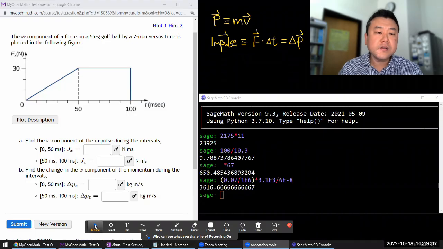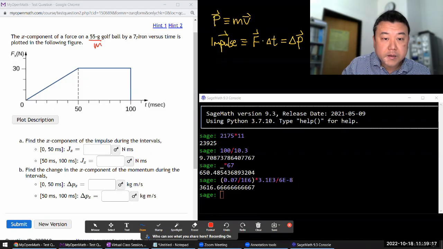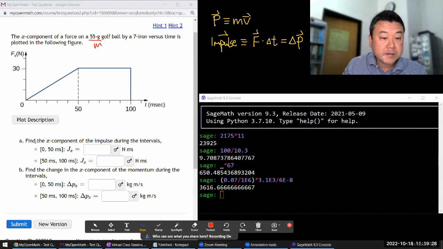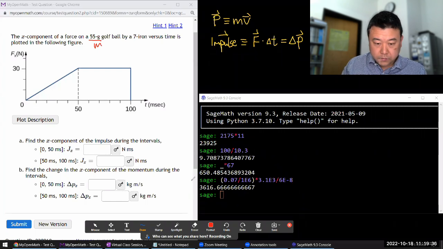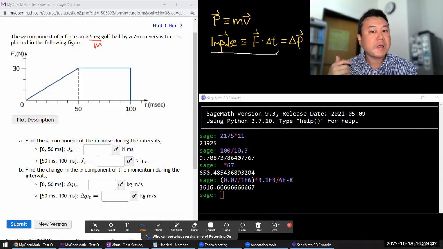Okay, the x component of a force on some mass, a golf ball, versus time is plotted. Okay, I'm given force as a function of time. And it says find the x component of the impulse during the intervals. So this is where we lean on this definition. Impulse is force times the duration of time.